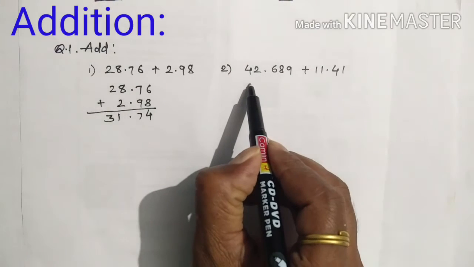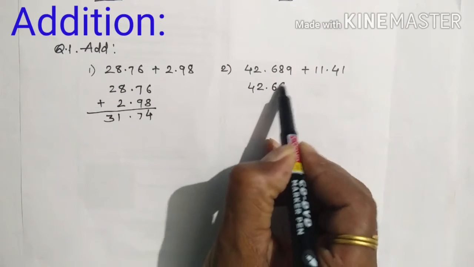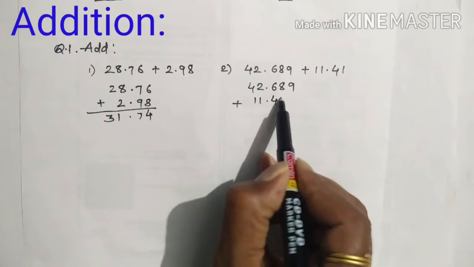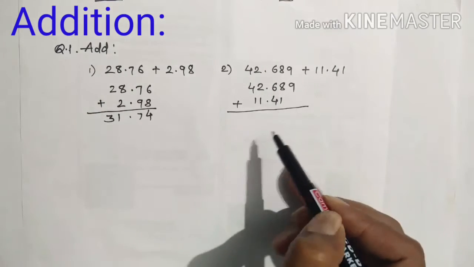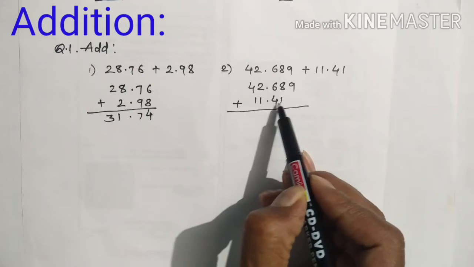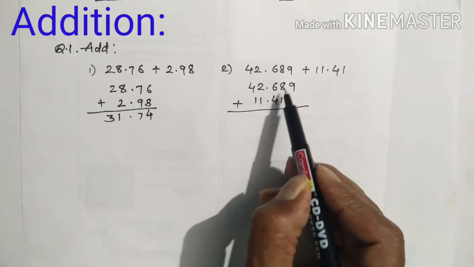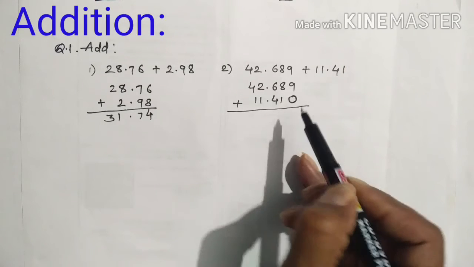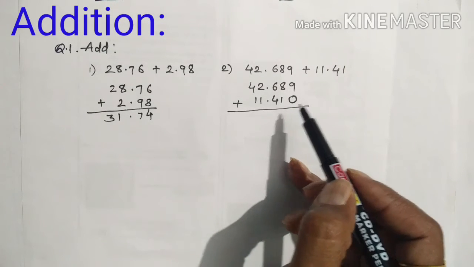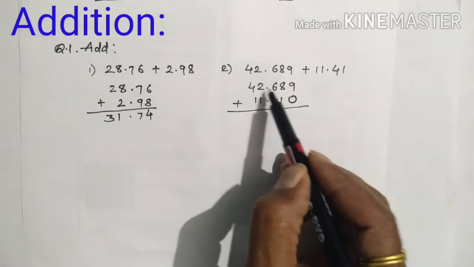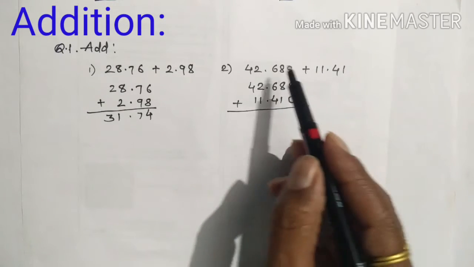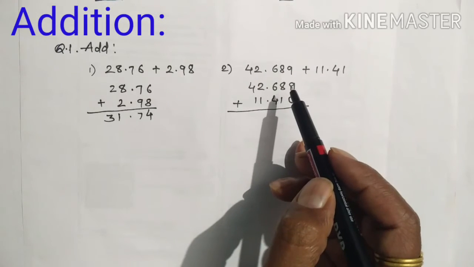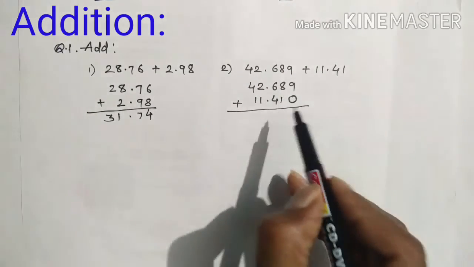Okay, now here 42.689 plus 11.41. Now one place is remaining here. This number has two decimal places and this number has three decimal places. So for the remaining place we have to add 0. Now the decimal places have been equalized, means both are now like decimals. Okay, so to add and subtract, the decimals must be like decimals, means their type should be alike.